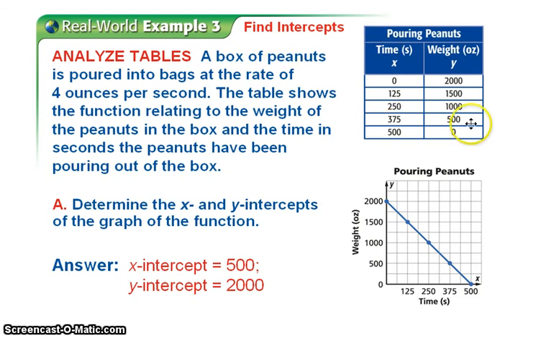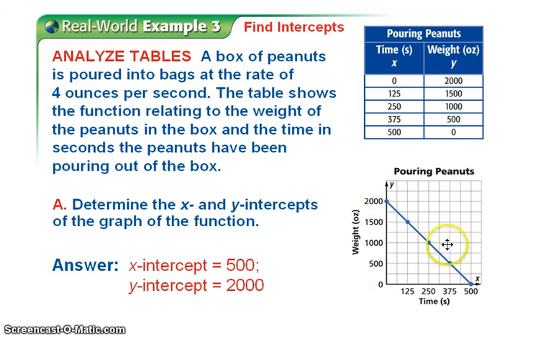Okay, so here's our table, and they've taken our table and put it into a graph. Here's your time in seconds, and here's the weight of the peanuts. The first thing they want you to do is determine the x and y intercepts of the graph of the function. If we're looking at our graph here, here's our x-axis, so here's our x-intercept, and that's at 500. Our y-intercept along our y-axis is at 2,000.